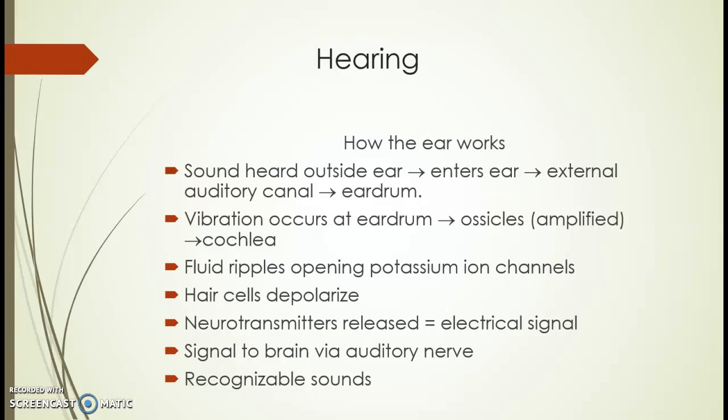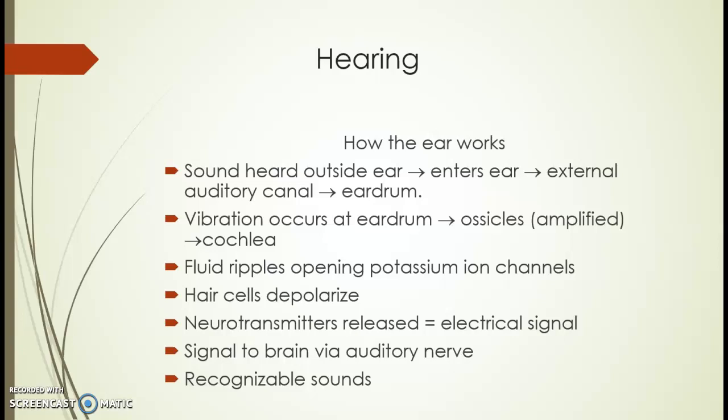The ossicles amplify the sound vibrations and pass them on to the cochlea in the inner ear, causing the fluid in the cochlea to ripple. This ripple travels along hair cells in the cochlea, causing stereocilia to bend, which opens potassium ion channels. These ions depolarize the hair cell, which releases neurotransmitters and creates an electrical signal.